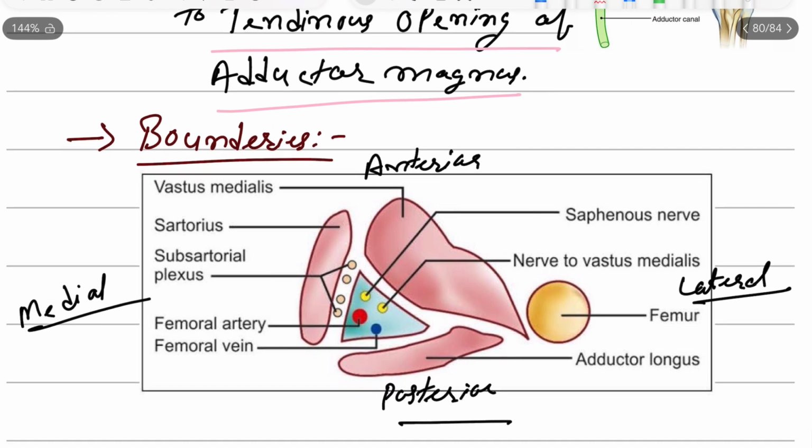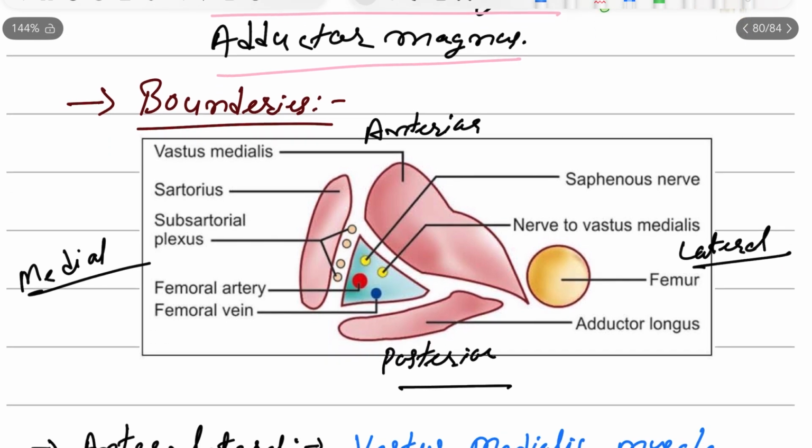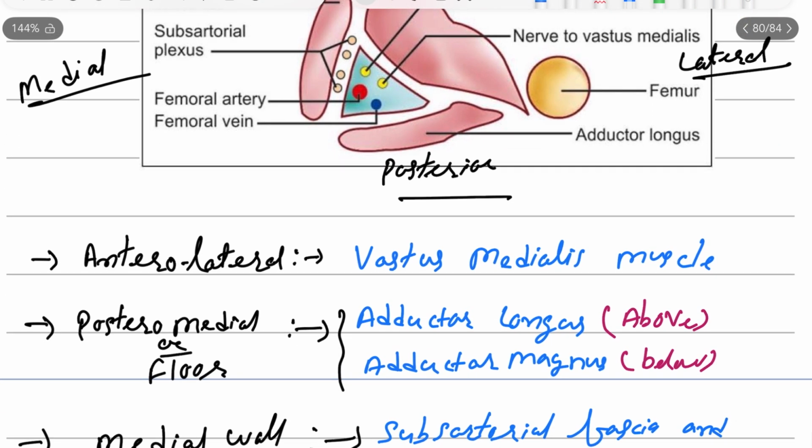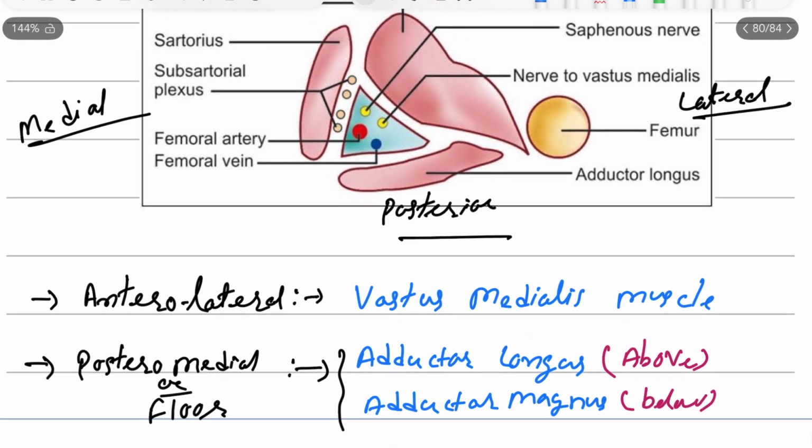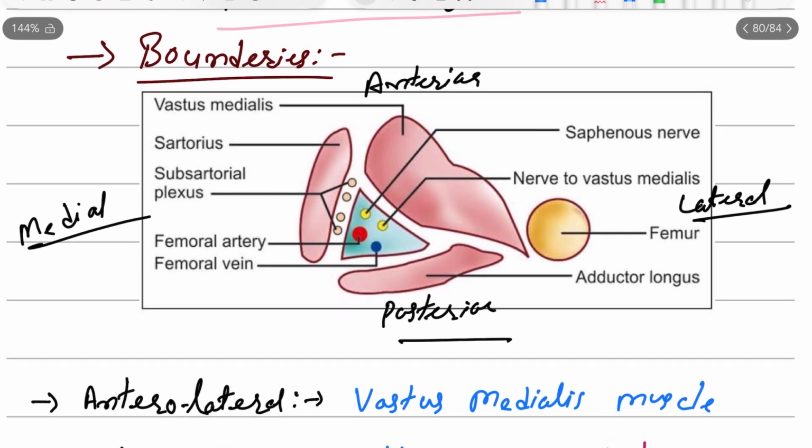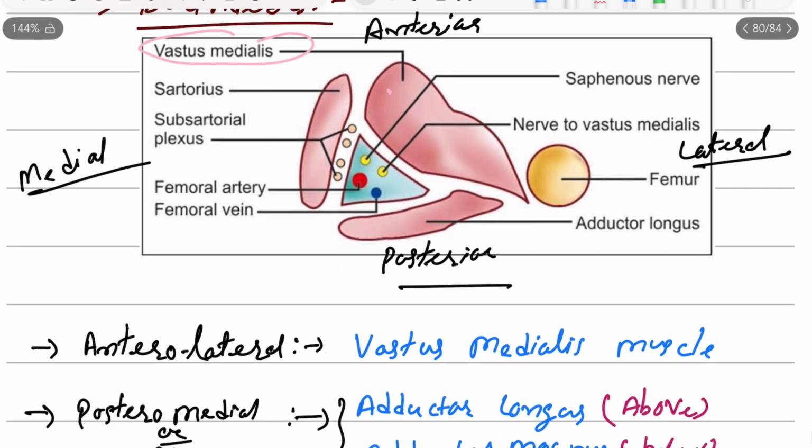Boundaries: anterior, posterior, lateral and medial. The anterolateral boundary is vastus medialis. The posteromedial boundary, or floor, is formed by the adductor longus and adductor magnus muscles, posteriorly below.